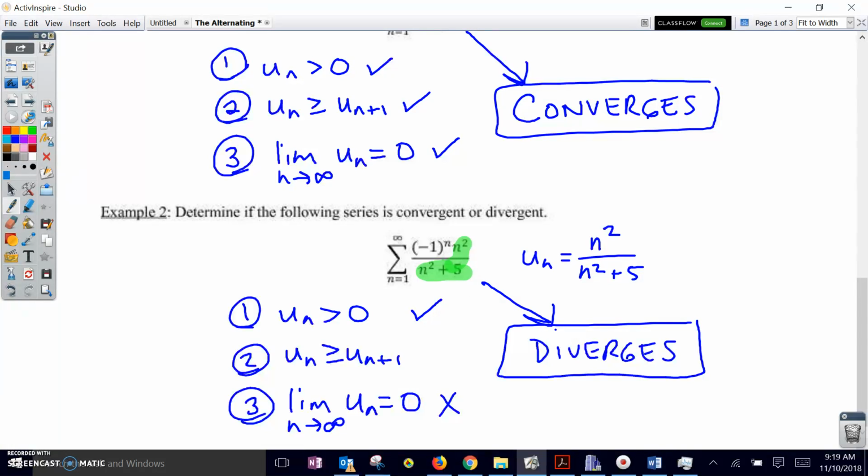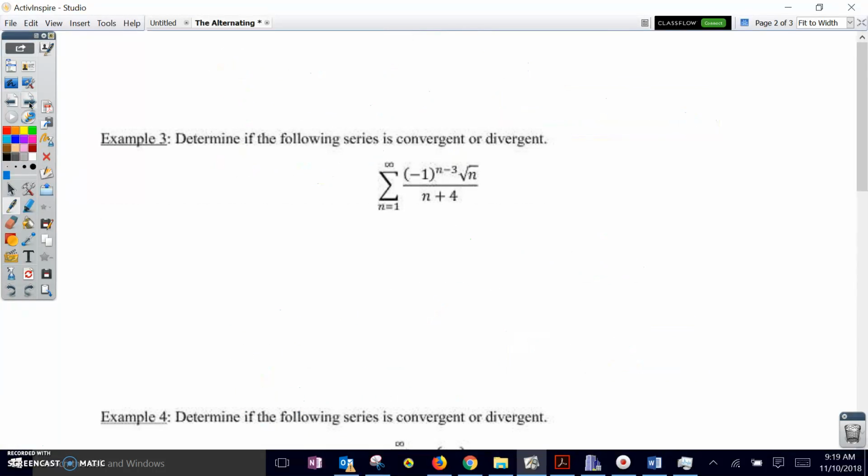Okay, on to example 3. Again, we have a slightly different alternator, but it still works the same. And so we're going to look at the u sub n portion of this. U sub n is equal to the square root of n over n plus 4. Alright, and so we want our three things to take place.